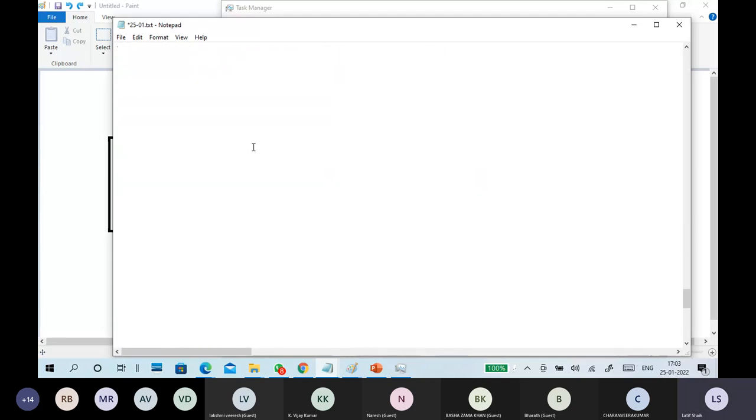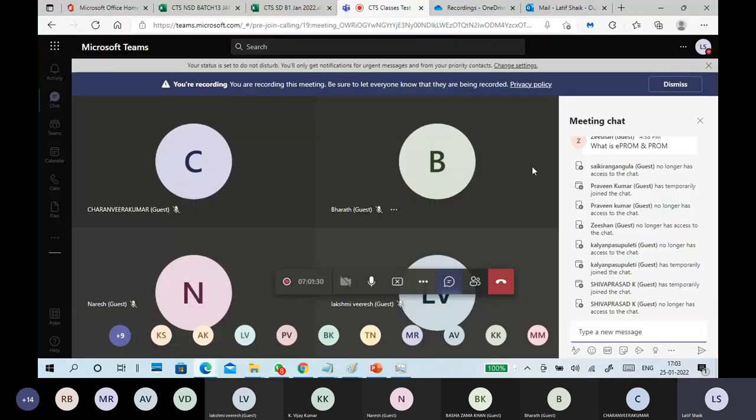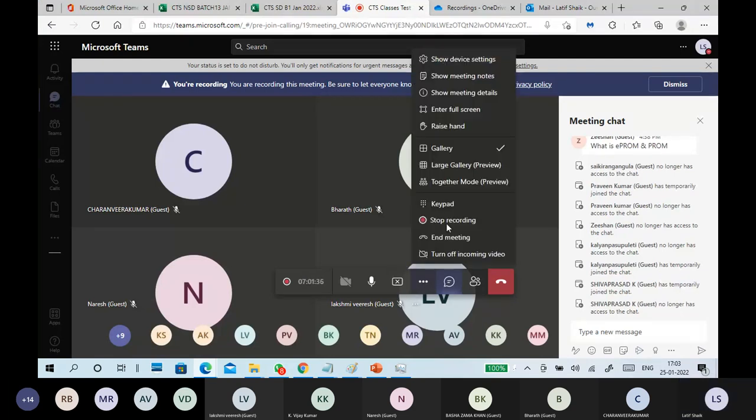Next part, I will discuss RAM and ROM. Just the basics I will tell. So what is RAM? What is ROM? What is BIOS? Three things we will discuss. So take a break, relax, and listen very carefully, okay? I'm stopping the recording here.